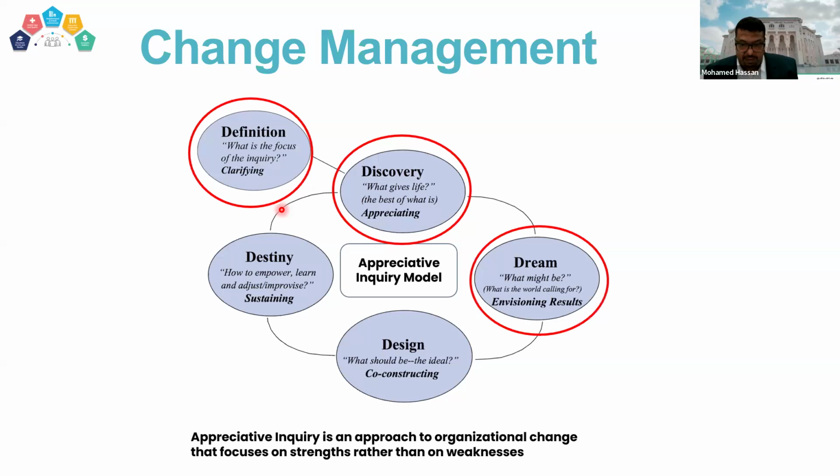The third step is dream, and dream is related to what might be and what the world is calling for. At this stage, we can envision what the future would look like if social determinants of health were effectively integrated in all aspects of training. An example here is to imagine our medical or health science school where students are not only taught about social determinants of health, but are immersed in experiences that allow them to address these issues in real time, such as through partnerships with community organizations.